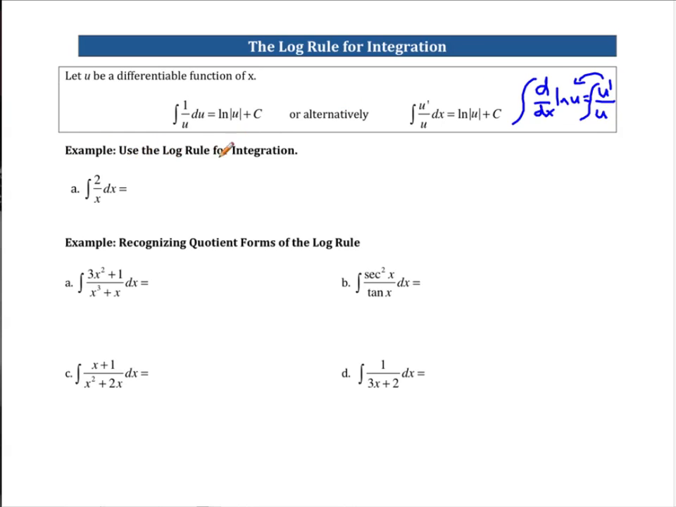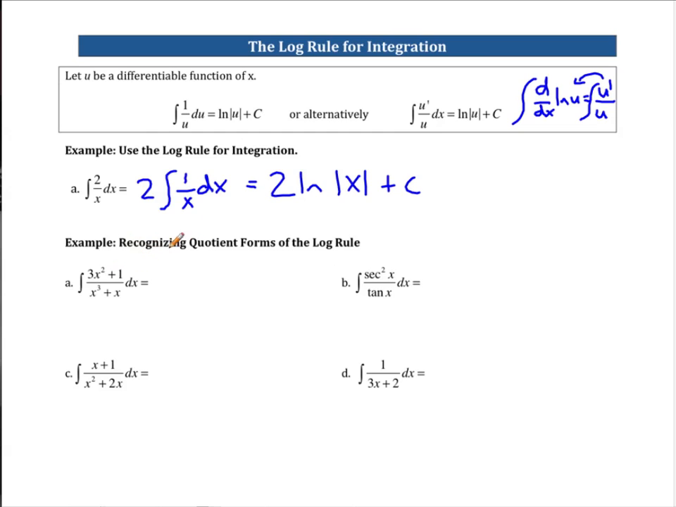Okay, so we want to use the log rule for integration in this function right here. And the first thing we want to do is take out that constant multiple. So we'll rewrite this as 2 times the integral of 1 over x dx. And this is the most simple form. So here the integral of 1 over x dx is the natural log. So this is going to be 2 times the natural log of the absolute value of x plus c. Okay, so this case came out nice and perfect to the 1 over x.